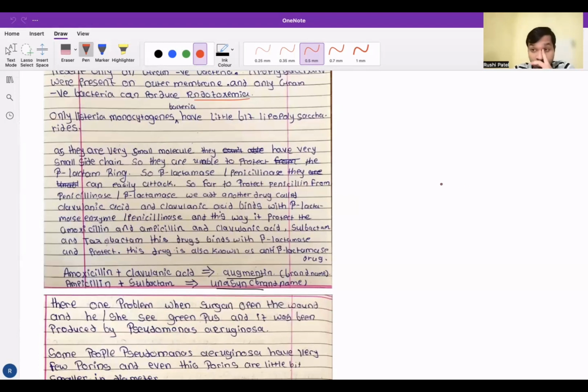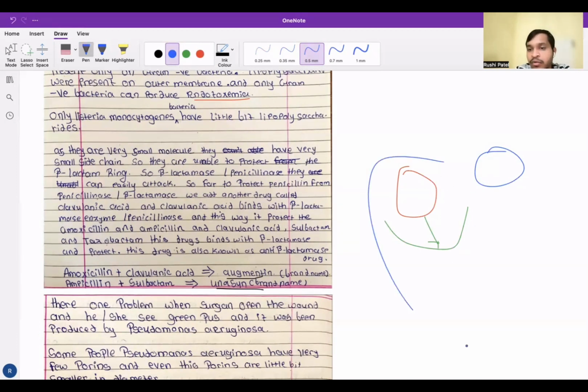We didn't discuss this mechanism yet. Think of this as the drug, and this is the penicillinase. What the clavulanic acid will do is go and bind with the penicillinase, and protect the amoxicillin or ampicillin.